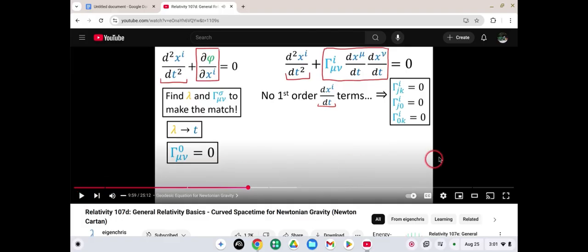Okay, this confused me when I first watched it. When he said the original equation, he means this. Do you see? There's no velocity terms in this. That's what he's talking about.